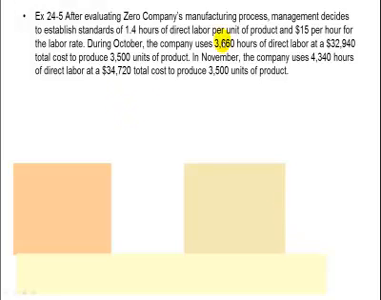After evaluating Zero Company's manufacturing process, management decides to establish standards of 1.4 hours of direct labor per unit of product and $15 per hour for the labor rate. During October, the company uses 3,660 hours of direct labor at a $32,940 total cost to produce 3,500 units of product. In November, the company uses 4,340 hours of direct labor at a $34,720 total cost to produce 3,500 units of product.